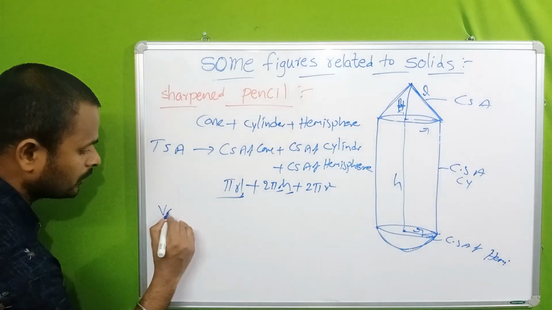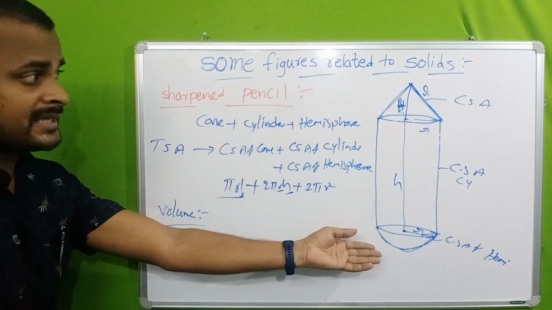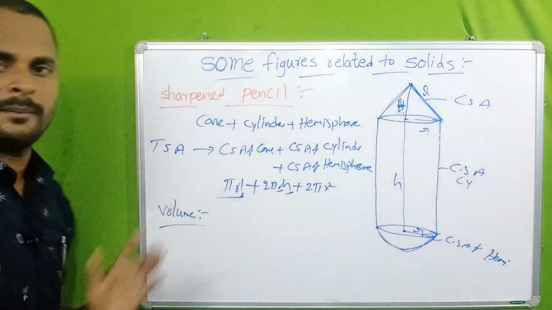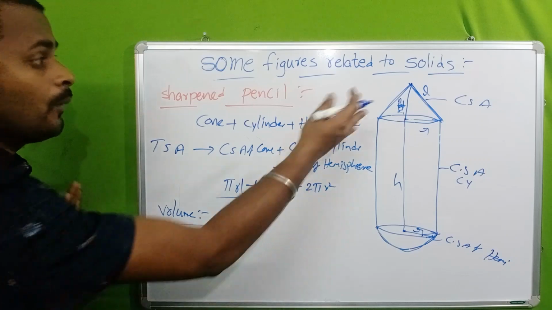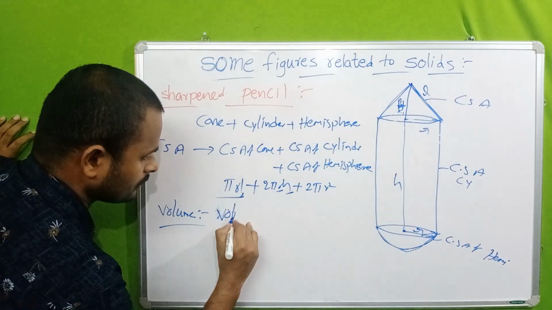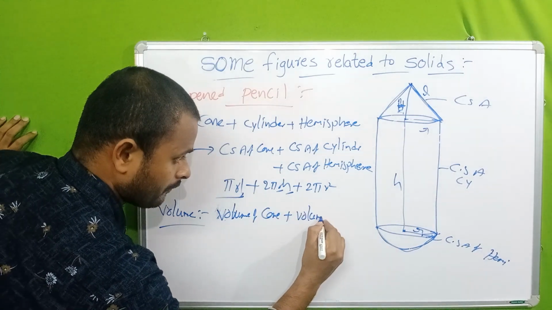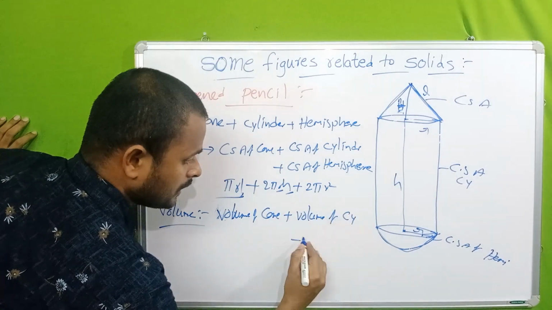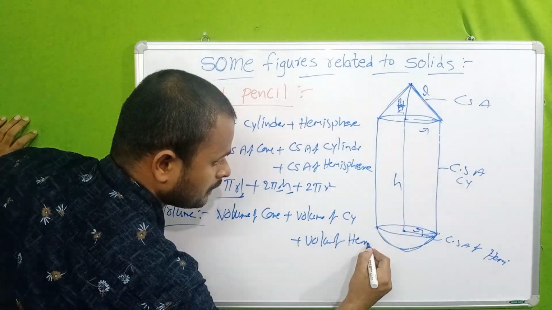Next one, volume. What are the shapes here? One is cone, cylinder and hemisphere. Volume we already discussed. That is why volume means volume of cone plus volume of cylinder plus volume of hemisphere.